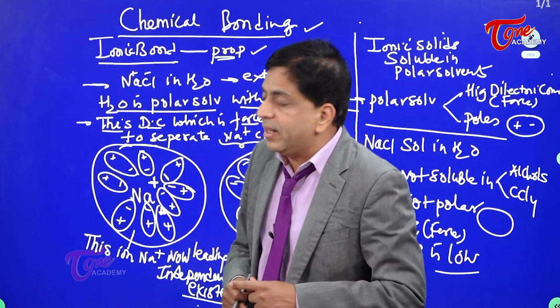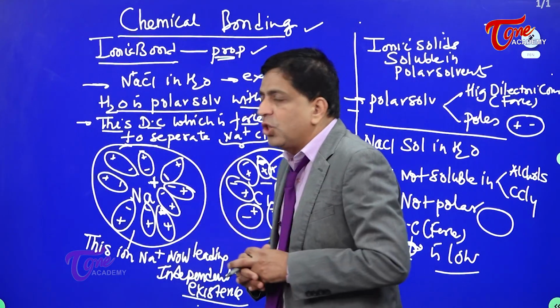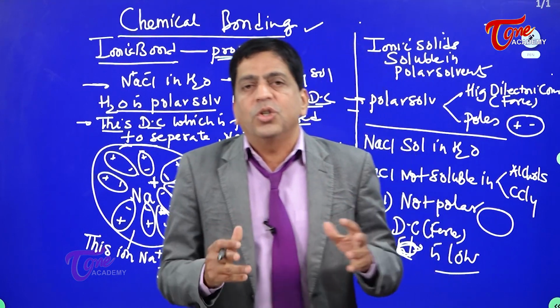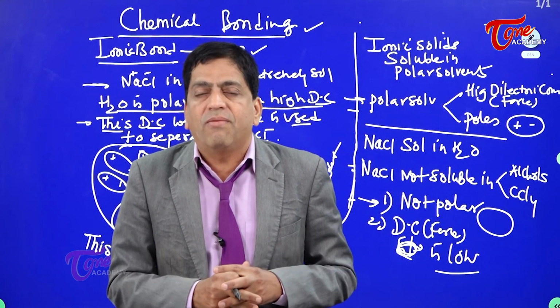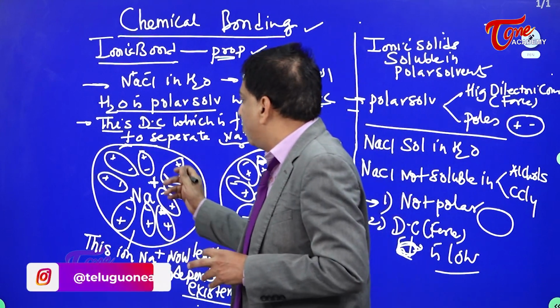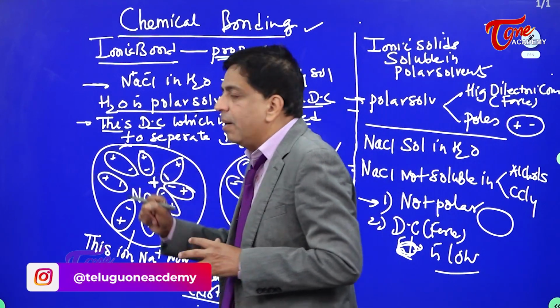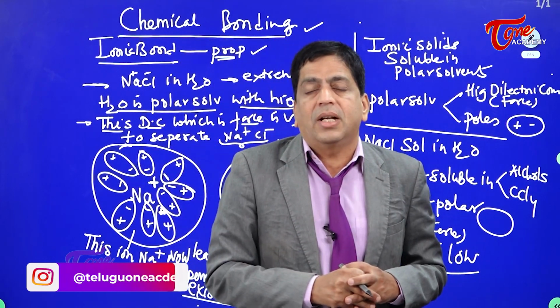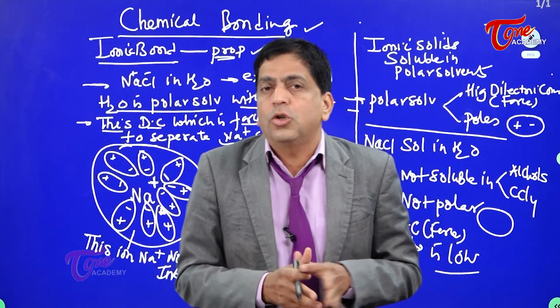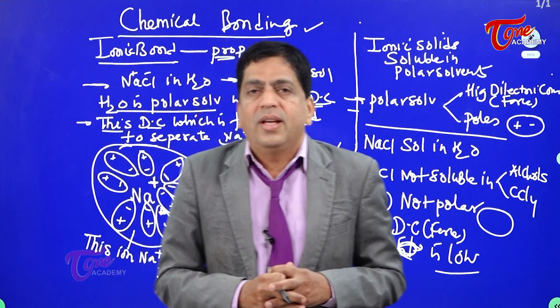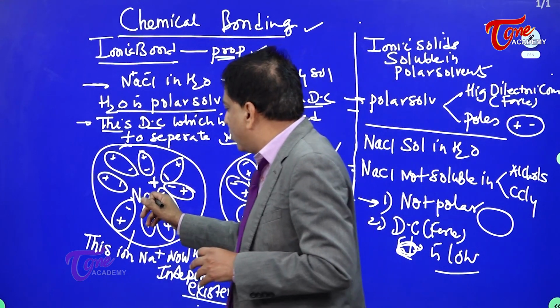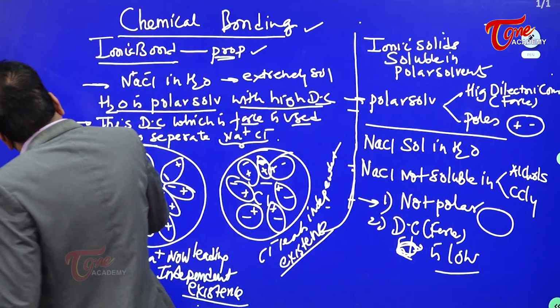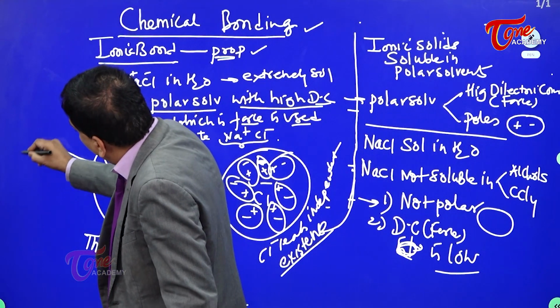And also recollect, I was telling you, the process of polar solvents surrounding a particular ion is called solvation. And with this, the sodium ion is now basically called a solvated ion.